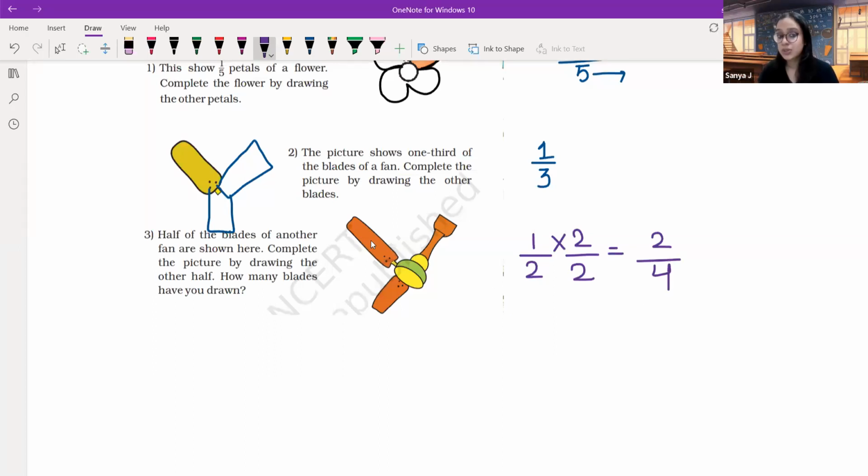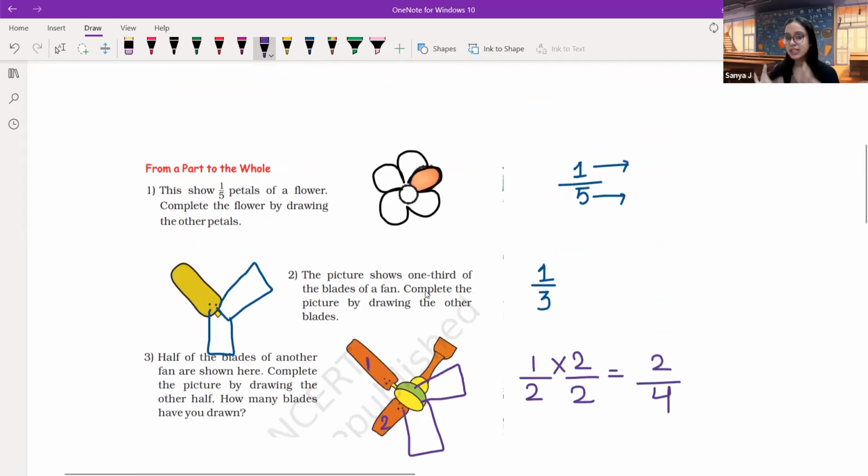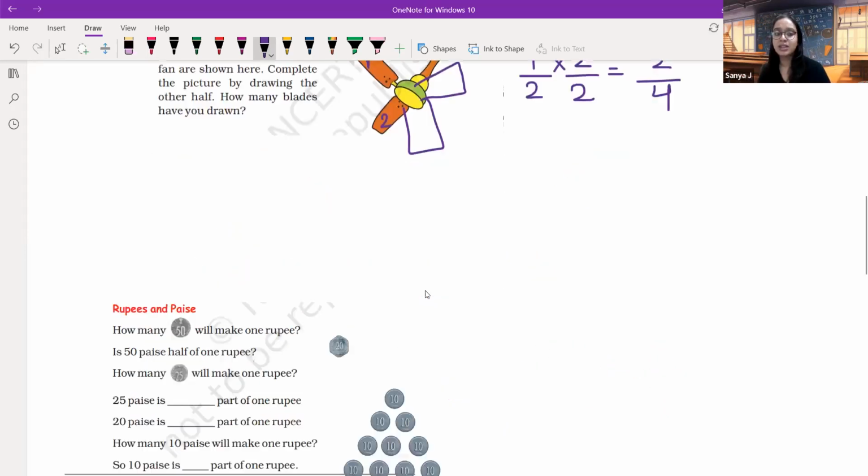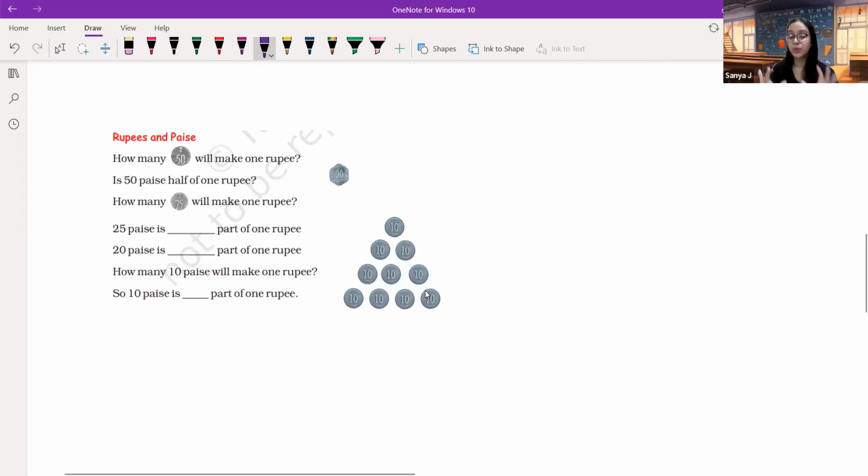So now this represents 1 blade, 2 blades out of how many parts? 4 parts, which means this fan needs to have 4 blades. So it's 1, 2, 3, and 4. Okay, everyone. So this is how we'll know about parts and wholes. Along with this, now let's quickly have a look at the next question based on rupees and paise.